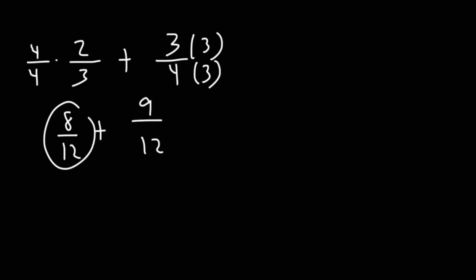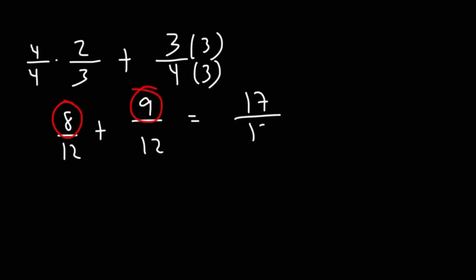So notice that 8/12 and 2/3, they have the same value. 8/12 reduces to 2/3. But now, these two fractions have the same denominator. As a result, we can add the numerators of the two fractions. 8 plus 9 is 17, so the answer is 17/12. That's the answer as an improper fraction.